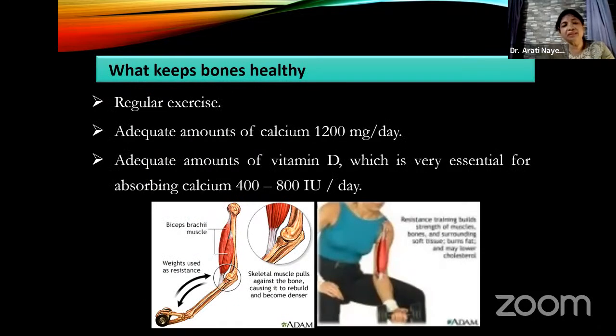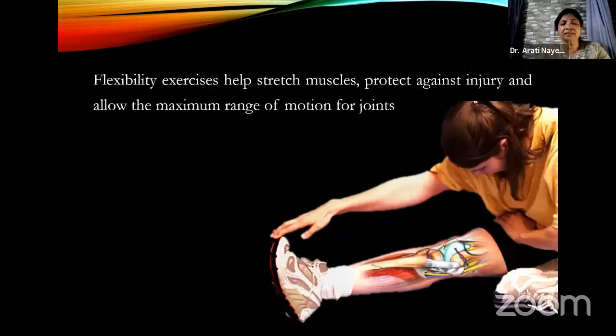What keeps bone healthy? For that, we have to do regular exercise. We have to take an adequate amount of calcium, that is 1200 milligrams per day, and adequate amounts of vitamin D, which is essential for absorbing calcium, that is 400 to 800 international units per day, and flexibility exercise that helps in stretching muscles, protects against injury, and allows the maximum range of motion for joints.